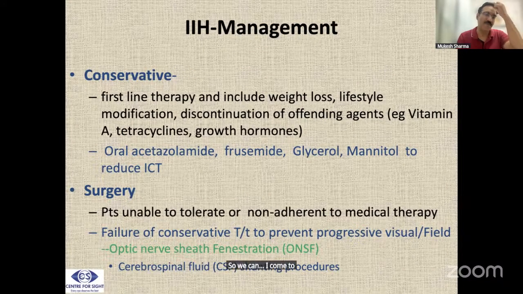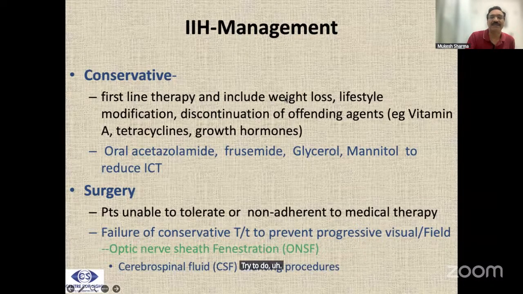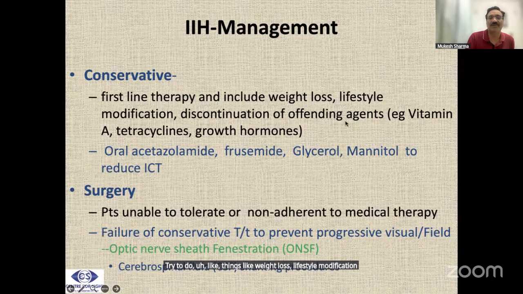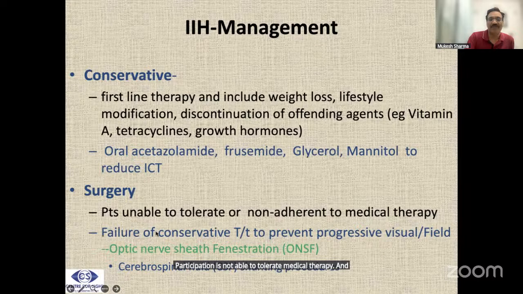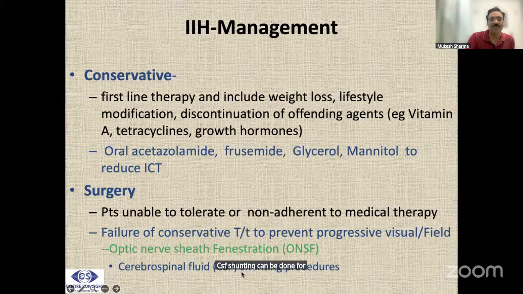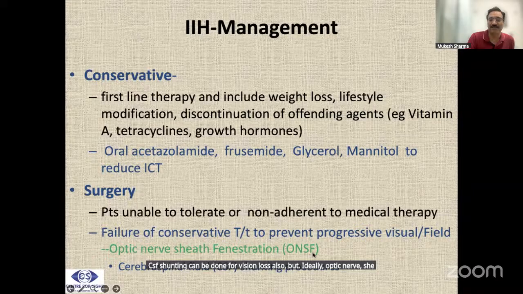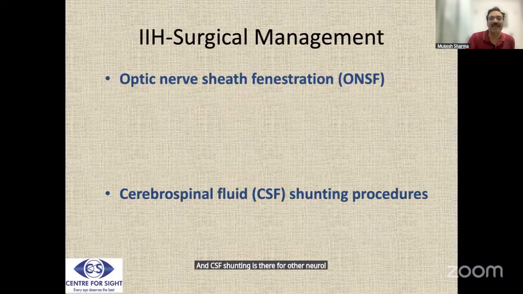So I come to the management part of IIH. Initially, we try to manage patient conservatively, try to do things like weight loss, lifestyle modification, discontinuation of offending agent, etc. Oral Diamox is always given to lower the ICT along with other measures. But if patient is not able to tolerate medical therapy, and if this conservative treatment is not able to prevent the progressive vision loss, then we have to go for surgical treatment, which is in form of optic nerve sheath fenestration. CSF shunting can be done for vision loss also, but ideally optic nerve sheath fenestration is the primary mode of surgical treatment for vision loss, and CSF shunting is there for other neurological symptoms like headache and other things.